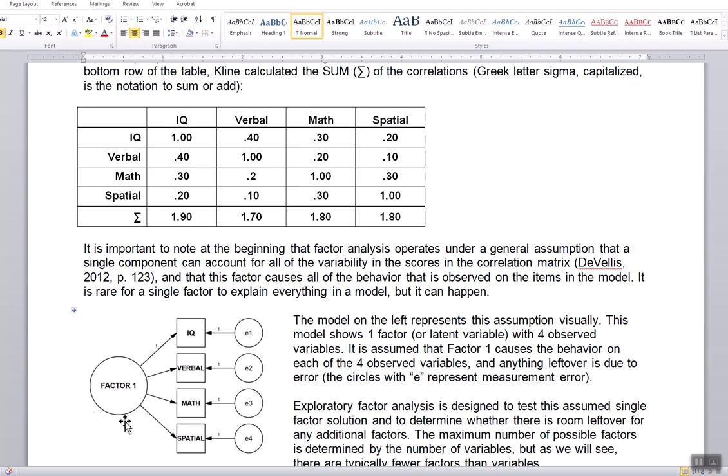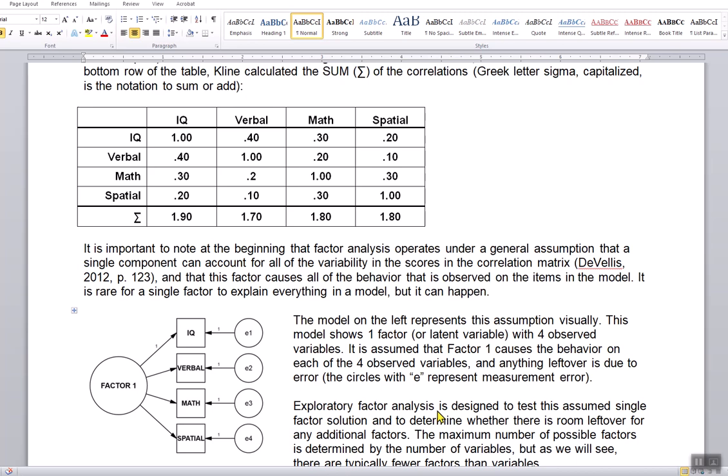Now, the assumption here is that this latent variable called factor 1 is some kind of mental ability that's more broad than simply IQ, that you're also going to be measuring verbal, math, and spatial, that all of these are caused in some way by the single factor. And you can see the arrows of causality going from this latent variable, factor 1, toward the boxes, which is representative of the nature of what we're doing, that we're assuming that the actual behavior on these 4 different scales is caused by the underlying latent variable. So far, so good.